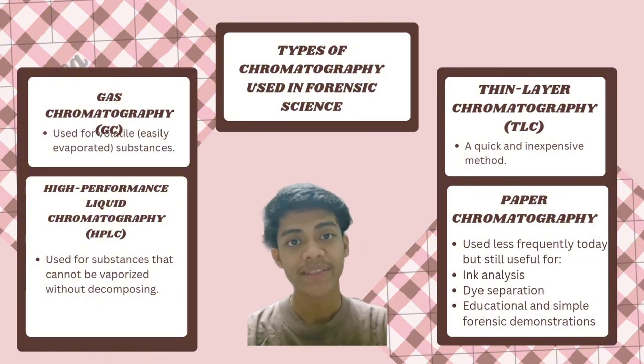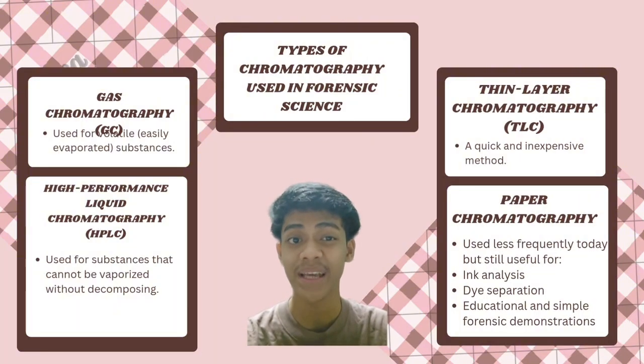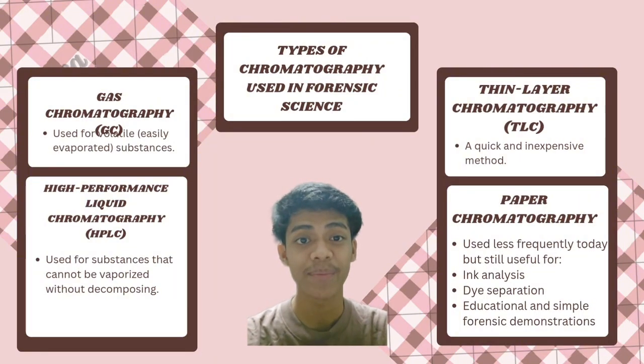Another type is high performance liquid chromatography or HPLC. It is used for non-volatile compounds, which cannot be heated without breaking down. HPLC is commonly used to analyze poisons, medicine, dyes, and biological samples.